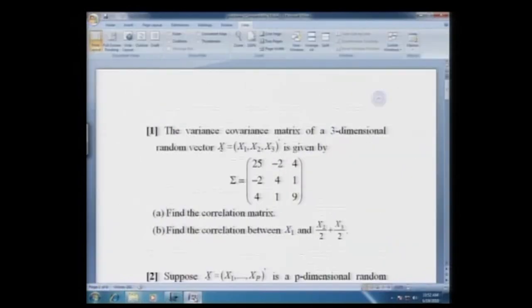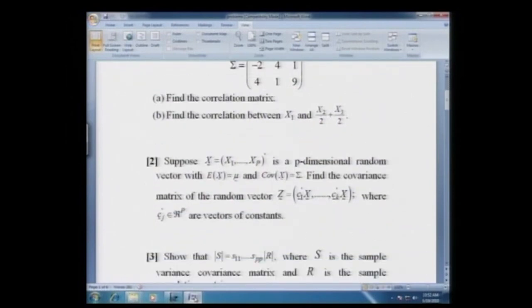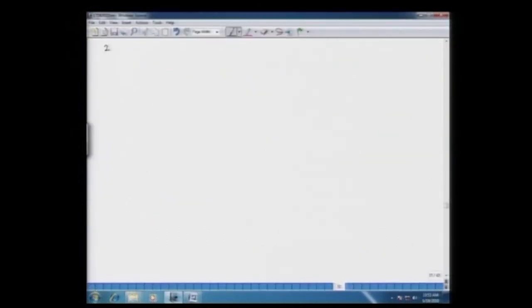Let us now look at the second problem. So, the second problem is this, that we have got x, the multivariate random vector, which is p dimensional, with the mean vector as mu and the covariance matrix as sigma. We are trying to find out what is the covariance matrix of the random vector, which is derived actually from this p dimensional random vector x, and z is given by these k components. Each of these cj's belong to r to the power p. So, let us see how to find out the solution for this particular problem.